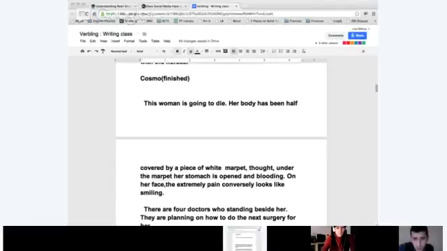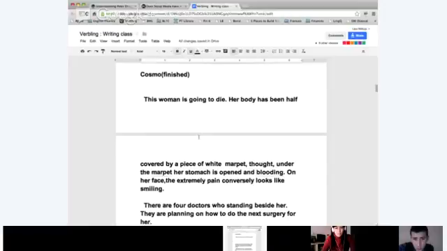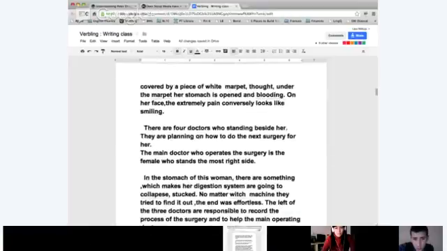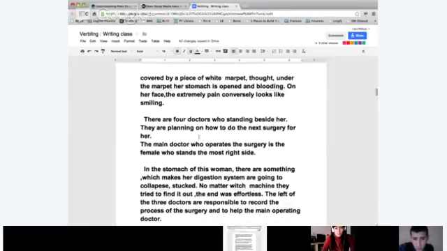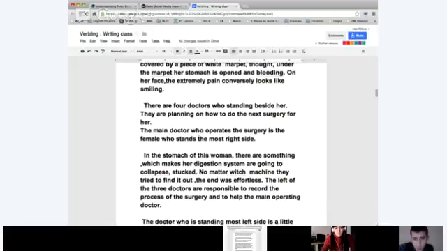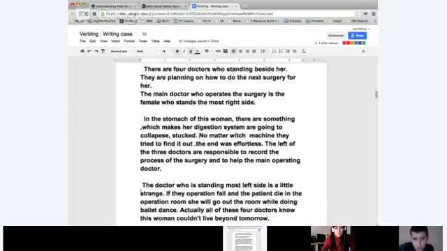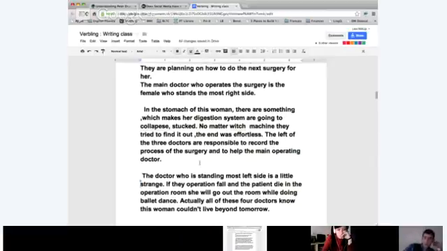There are 4 doctors who standing beside her. They are planning on how to do the next surgery for her. The main doctor who operates the surgery is the female, who stands the most right side. In the stomach of this woman, there is something which makes her digestion system are going to collapse, stuck. No matter which machine they tried to find it out, the end was effortless.